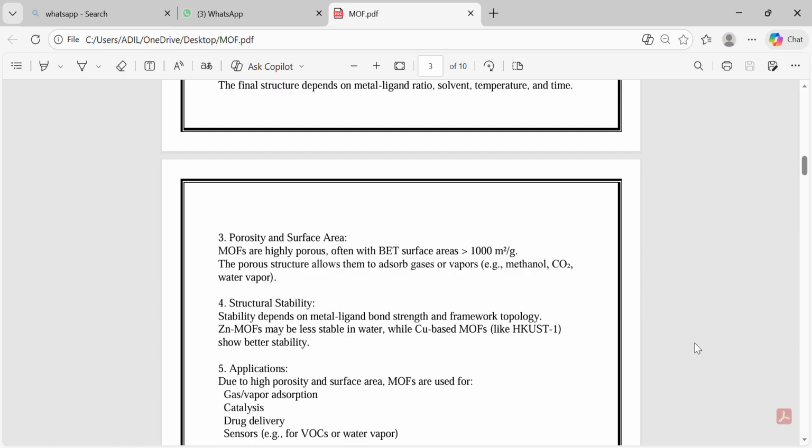After this, we can study the porosity and surface area. MOFs are very spongy materials. They have huge internal surfaces, more than 1000 square meters per gram. Because of this, they can soak up gases or vapors like methanol, carbon dioxide and water vapors. Structural stability tells us how strong a MOF is, which depends on the bonds between the metal and the organic parts.